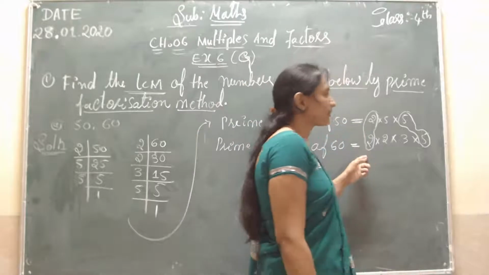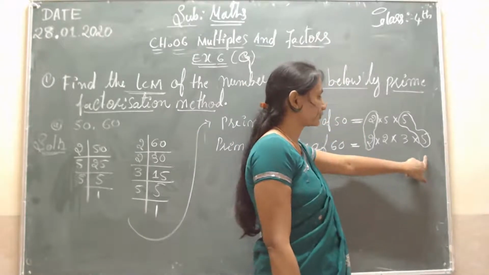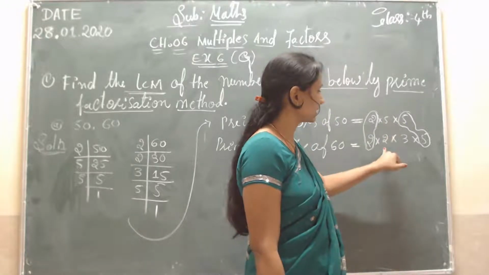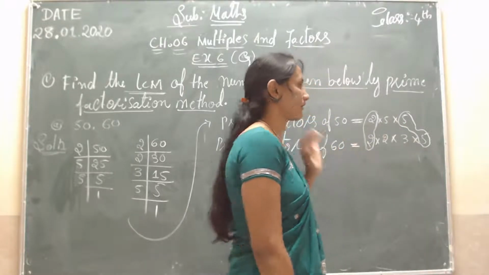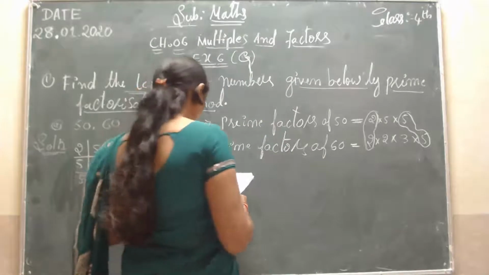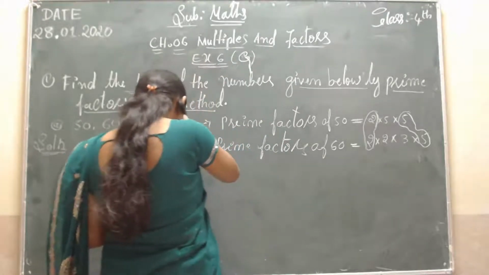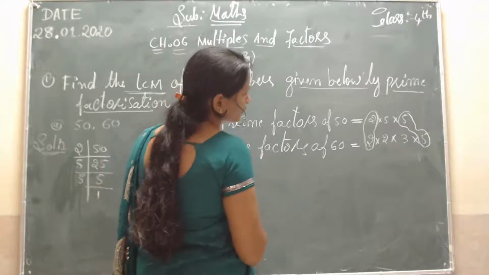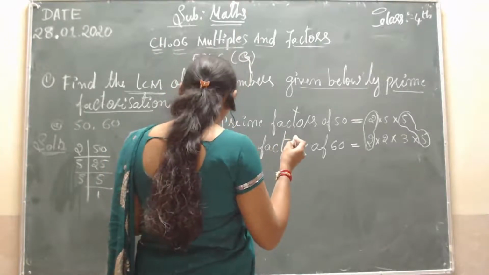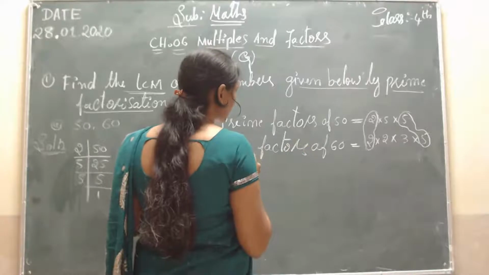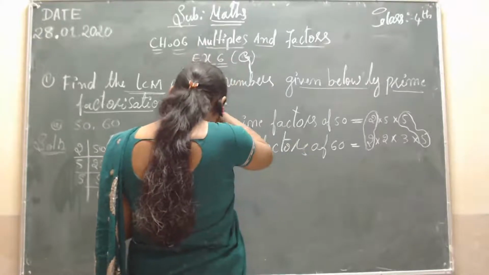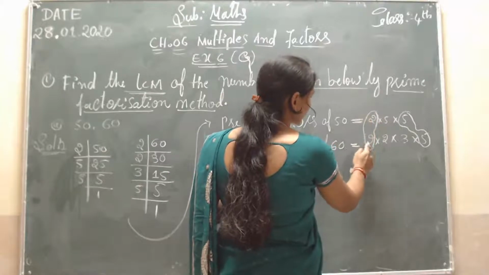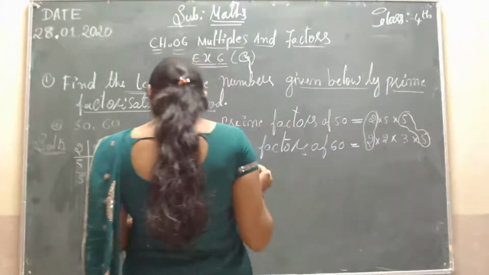2 occurs 2 times, 5 occurs 2 times, and then 5 and 3 remain. So the remaining factors: first you have to write it here. In 2, the factor 2 occurs 3 times. In 2 also, 2 occurs 3 times. Here 1 time, here 1, here 1. So you have to take it in and write it here.